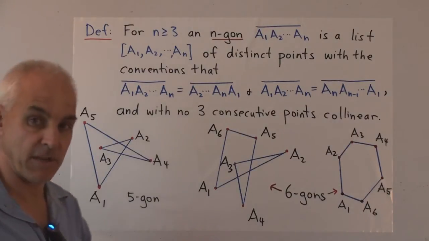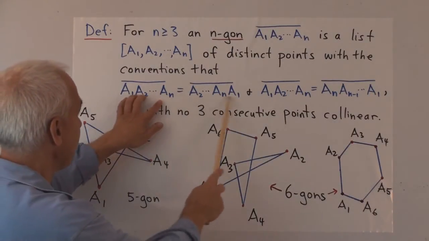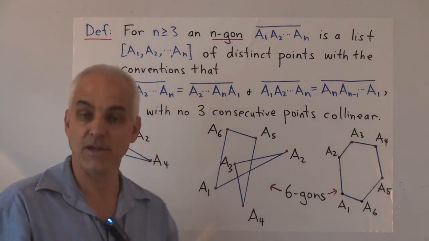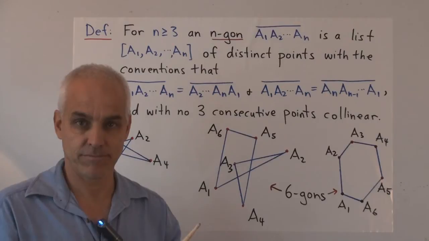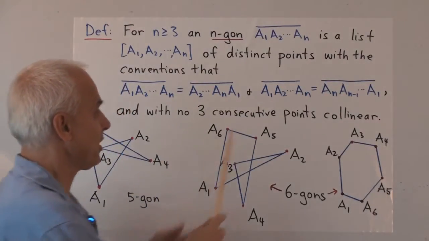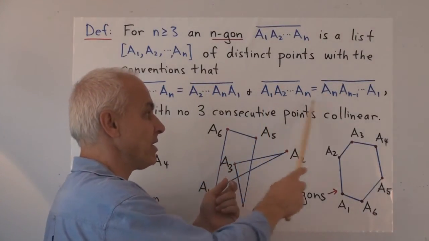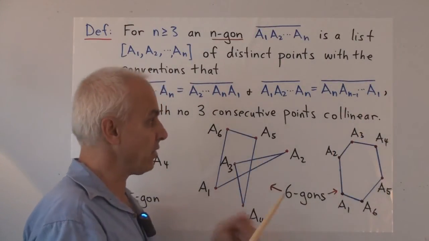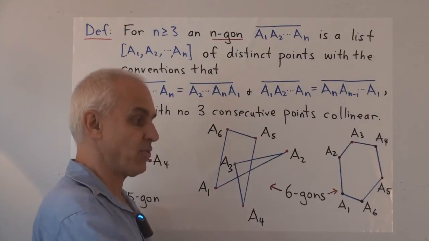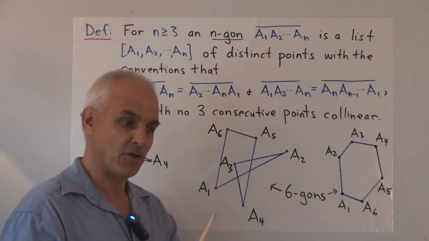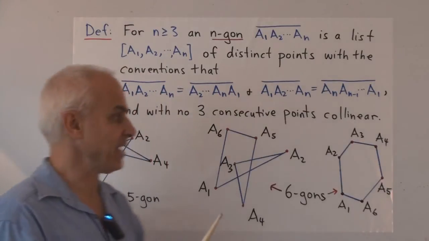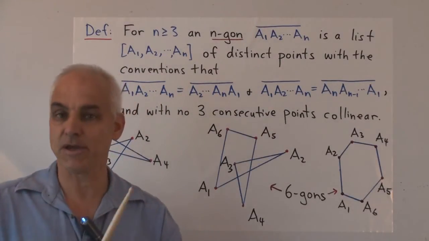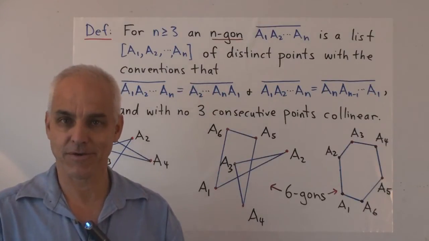with some conventions. First of all, you're allowed to rotate the first point to the end, and you have the same n-gon. And you're allowed to go through those endpoints in the opposite order. Instead of A1, A2, up to An, you're allowed to say An, An minus 1, through to A1. So those two ways of ordering are the same. And finally, we agree that no three consecutive points are collinear.